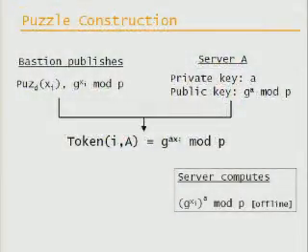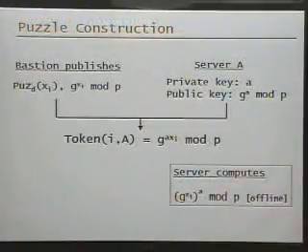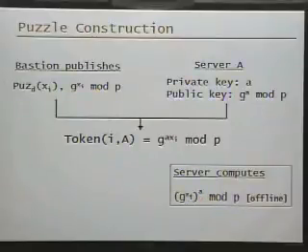If you're a cryptographer, you'll recognize the Diffie-Hellman construction. What the server does is take this value g to the xi and raise it to the a power, the server's private key, and that gives the server the token.